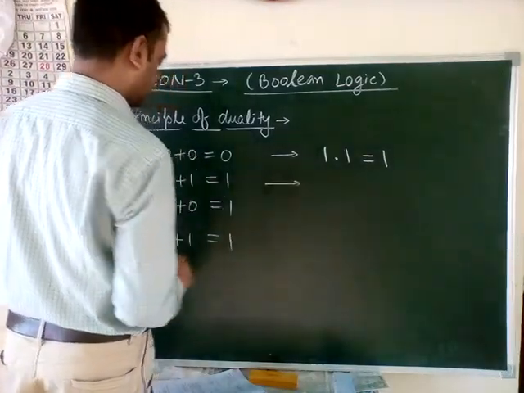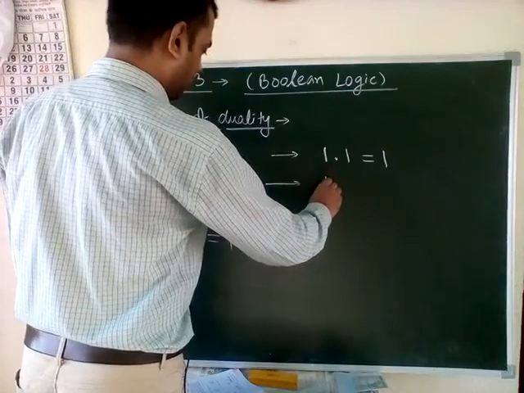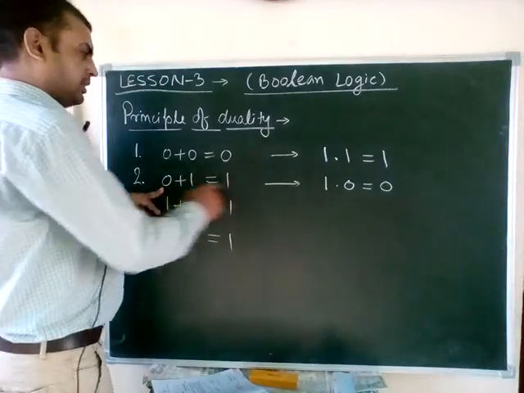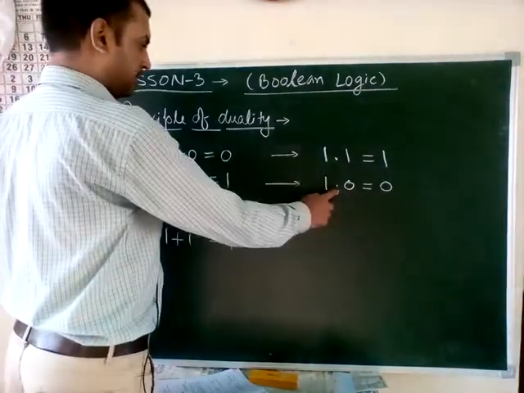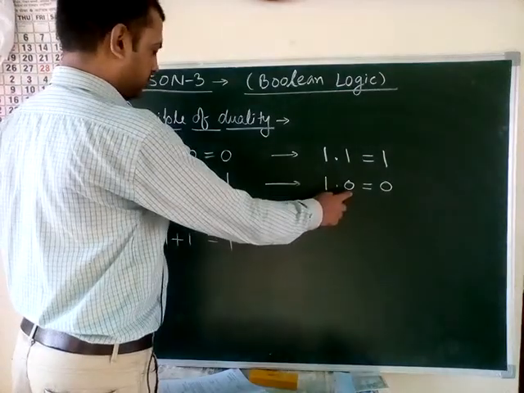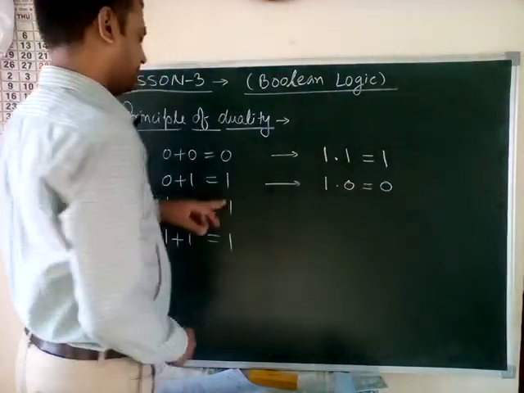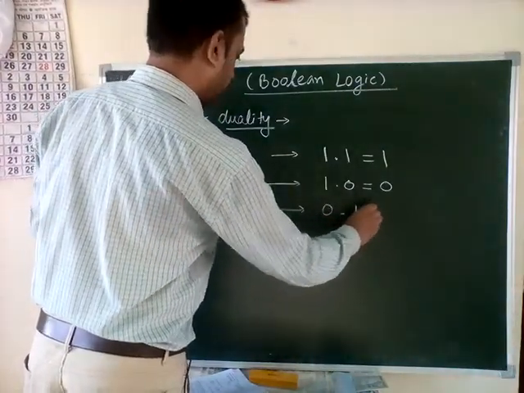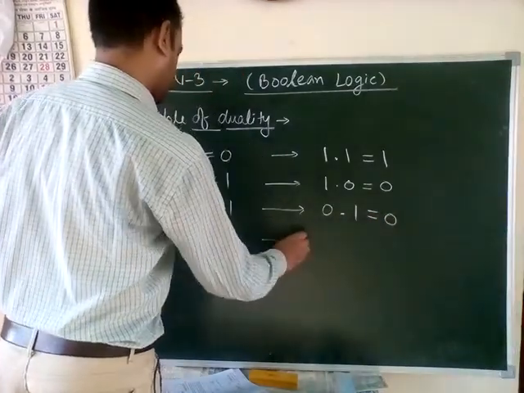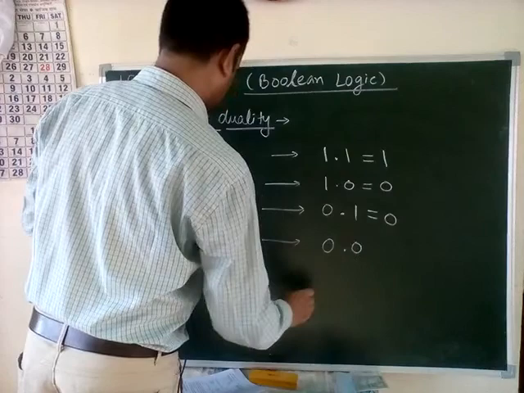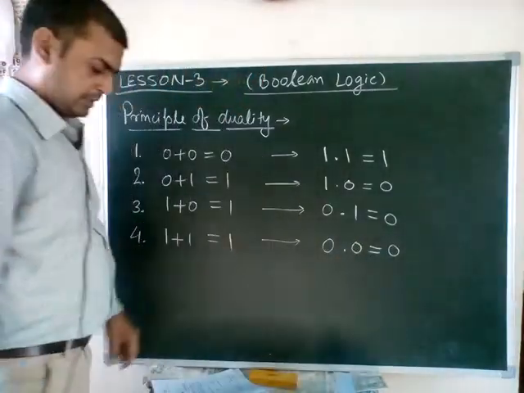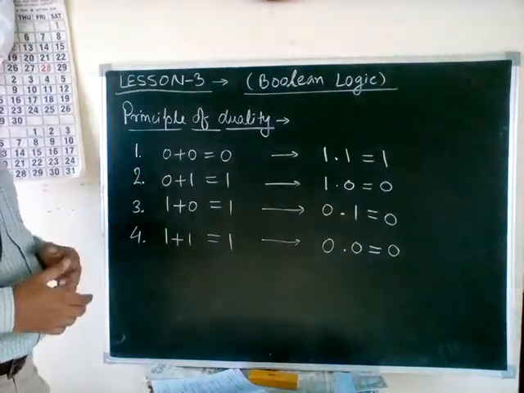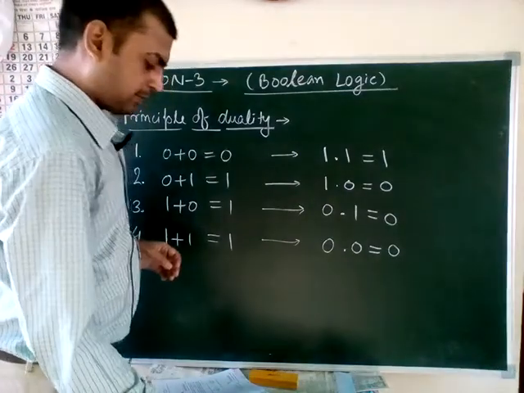Now how will this be converted? You can see this is 0 plus 1 equal to 1, so 1 dot 0 equal to 0. 0 means I will write 1, plus means I will write dot, 1 means I will write 0, and the result 1 means I will write 0. Now the same thing here, 0 into 1 is equal to 0, and 0 dot 0 is equal to 0. Now this is the simple logic, and you can think about this logic with the help of multiplication also. This is very simple, and basic postulates will be followed.